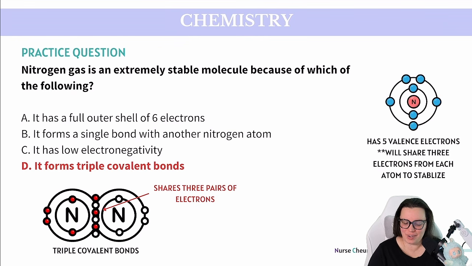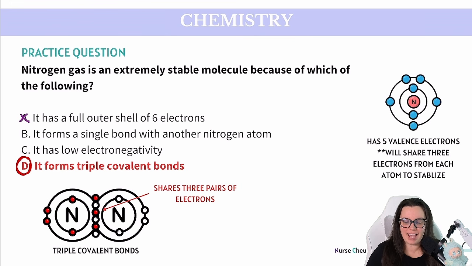And that's right, the correct answer is D. It forms triple covalent bonds. So each nitrogen atom shares 3 pairs of electrons with the other, forming a triple covalent bond. It is one of the strongest bonds in chemistry, which makes nitrogen gas, which is N2, very stable and unreactive under normal conditions. Well, let's look at our other answer choices.